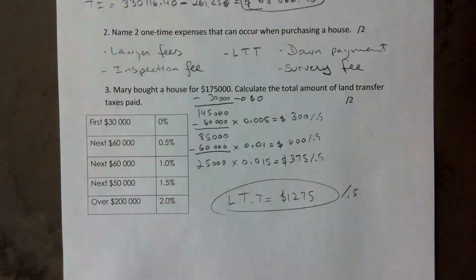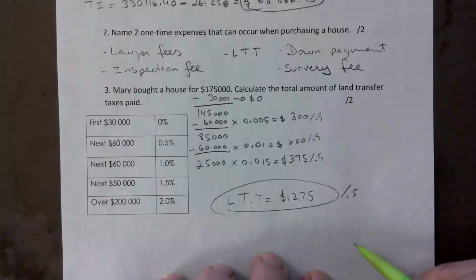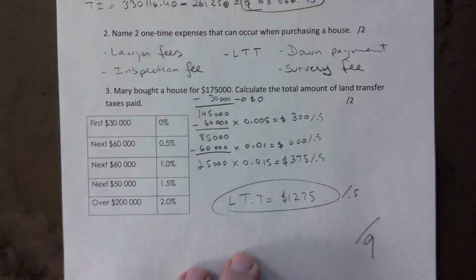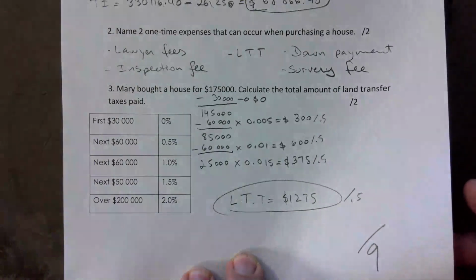So this page is worth 3, 4, 5, 6, 7, 8, 9. This page is worth 9 marks. Back side.